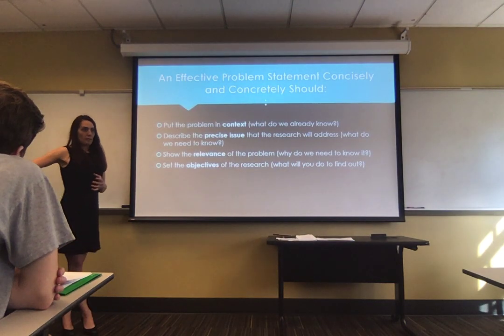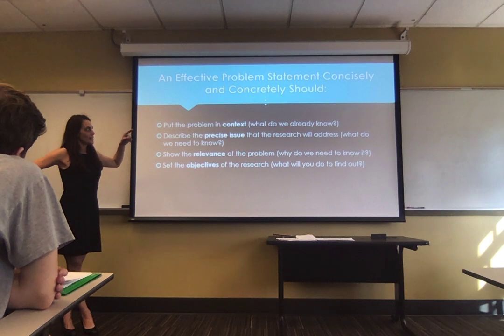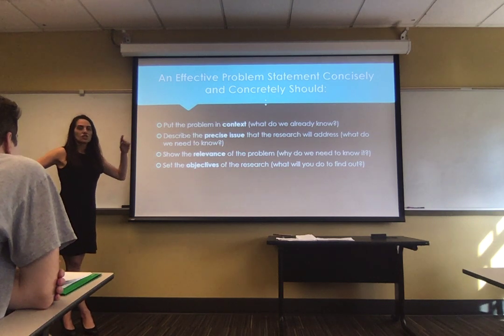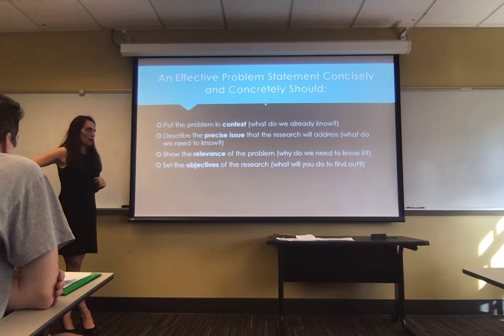When an individual writes a problem statement, and this can be done in any of the classes that you're doing, specifically if you're writing an argumentative piece, an effective problem statement concisely and concretely should do a couple things. So put the problem in context. Start to think about these questions. What do we already know about the situation? Describe the precise issue that you are going to address. Oh, you mean the specific purpose? Yes, I do. Show the relevance of the problem. Why do we need to know it? And finally, set the objectives of the research. What will you do to find out?